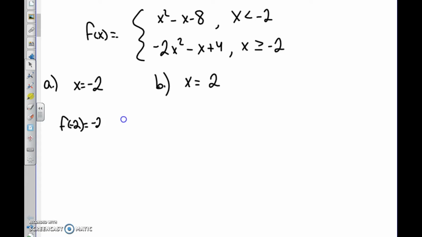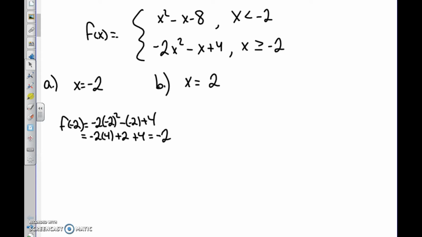So that would be -2 times (-2) squared minus (-2) plus 4. Okay, so whatever that gives us is what our f of -2 will be defined as. So that would be -2 times 4 plus 2 plus 4. So -2 times 4 is -8. -8 plus 2 is -6. -6 plus 4 is -2. Okay, so we know that f of -2 is defined as -2.